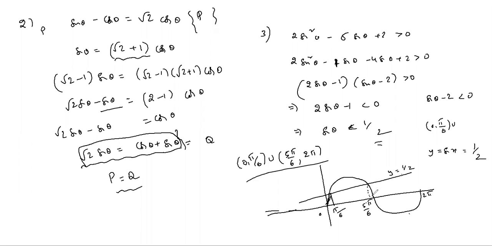Next, before pi you will get pi minus pi by 6, that is 5 pi by 6. And the full range is 0 to 2 pi. So all values less than 1/2 you have to take, meaning below this 1/2, what is the graph? This one and this one. So this range is 5 pi by 6 to 2 pi, and this is 0 to pi by 6. So this is the answer.